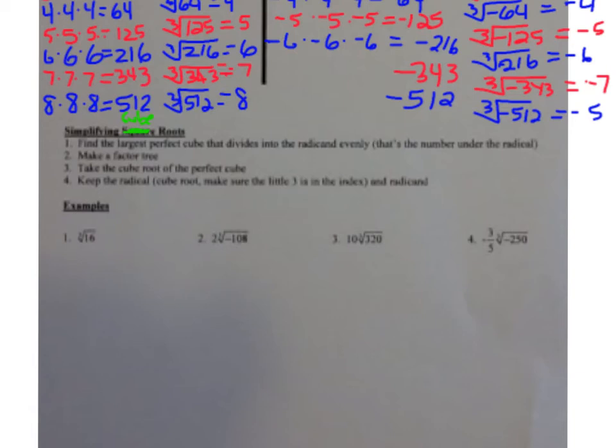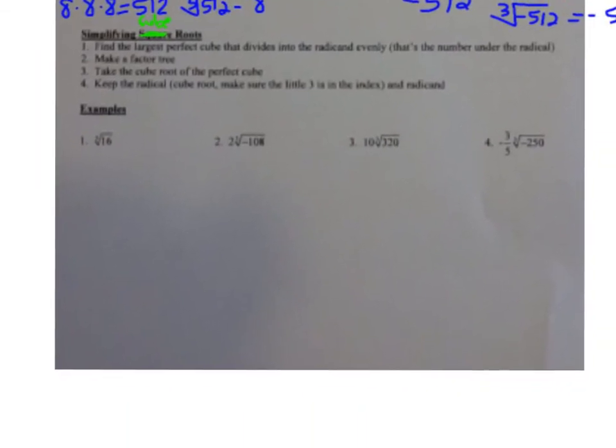All right, so find the largest perfect cube that divides into the radicand evenly. Remember, the radicand is the number that's under the radical. Make a factor tree. Take the cube root of the perfect cube. Keep the radical, right? Make sure that since we're dealing with cube roots, it is a cube root, and that there is a little 3 in the index. And keep the radicand. And one other thing: when the radicand is negative, your negative would go with the perfect cube. I'll show you what that means in a minute.